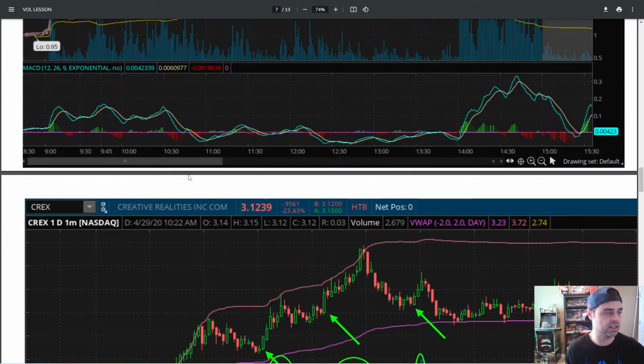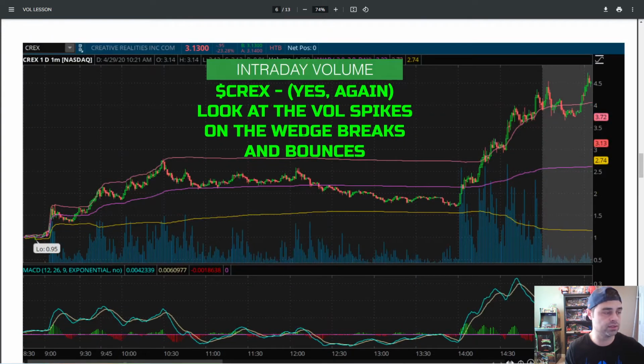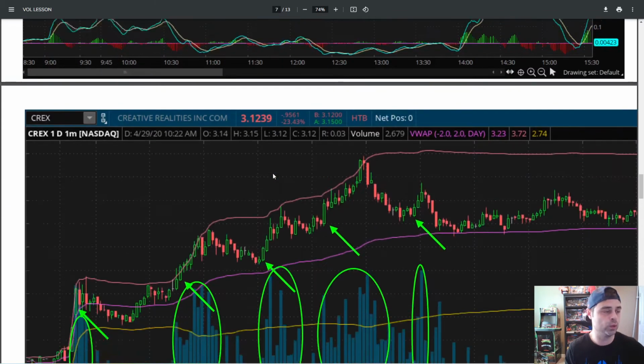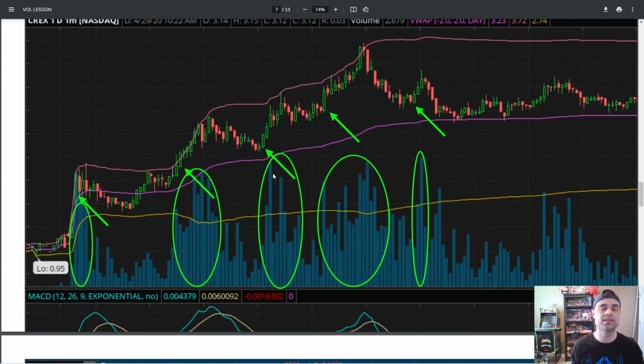Beautiful, right? Just like I said, what would this say right here? Look at the volume spikes on the wedge breaks and bounces, right? So what that means is, when does most volume come in on plays? On any flag setup for the most part. Wedge flag setup you want to talk about, it's not in the flag. It's during the actual breakout itself, right? When you actually get the pull. Even this small little pull.